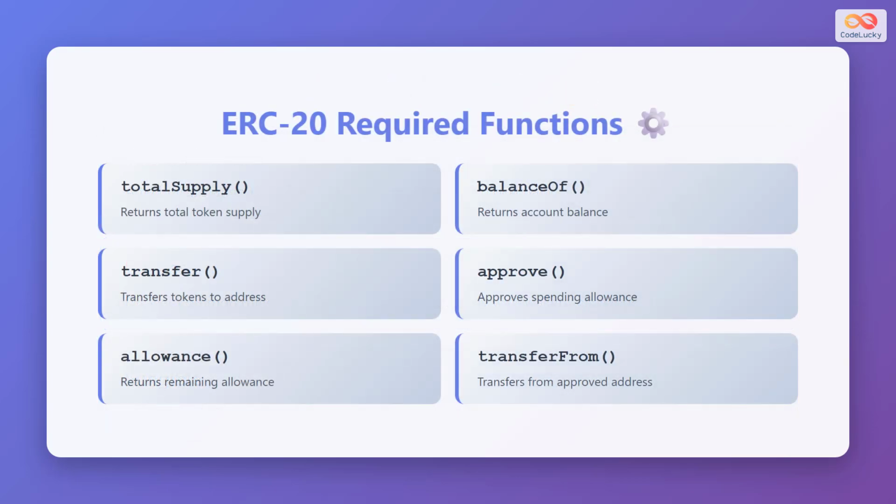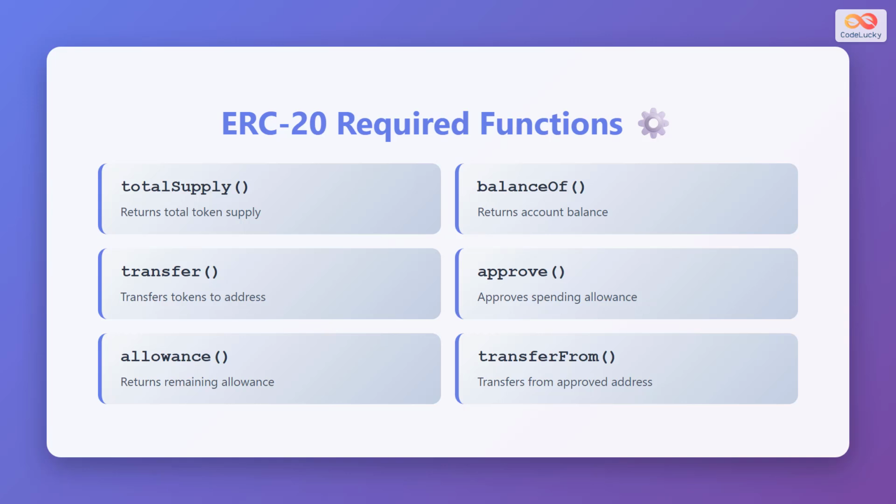Every ERC-20 token must implement 6 required functions. First, totalSupply returns the total number of tokens in existence. Second, balanceOf returns how many tokens a specific account holds. Third, transfer allows users to send tokens to another address. Fourth, approve lets users authorize another address to spend tokens on their behalf.